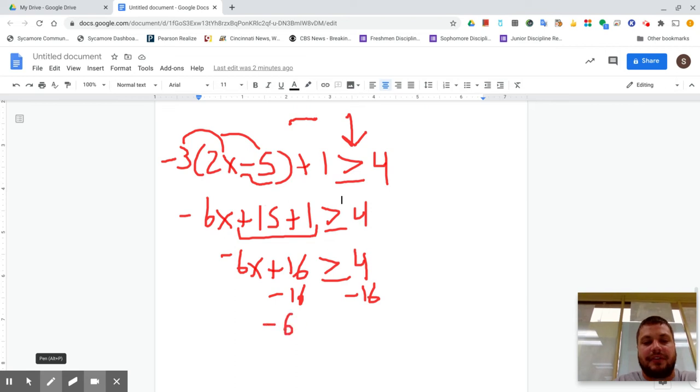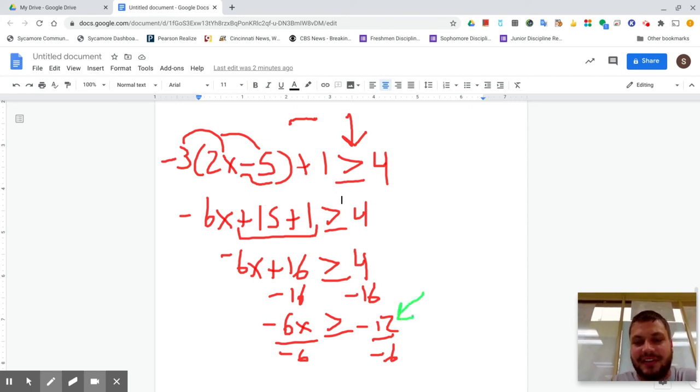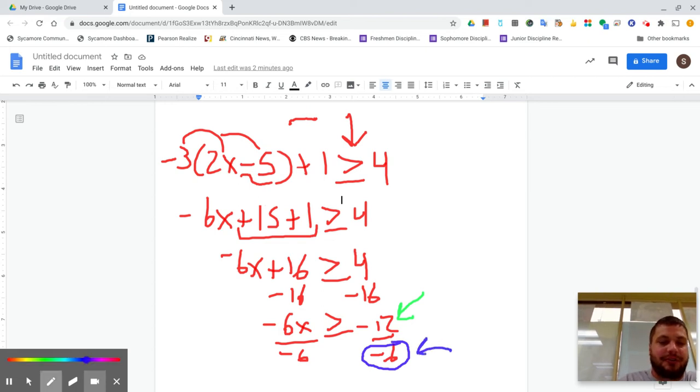I have that negative 6x is greater than or equal to negative 12. Now the negative 6 is multiplying the x, so I divide by negative 6. Now, since I divided by a negative, now let's be clear. It does not matter that this number was negative. That's not the rule. It's not about the number that's getting divided. It's about the number that's doing the dividing. So it's about this number. If you divide by a negative number, you flip your sign.